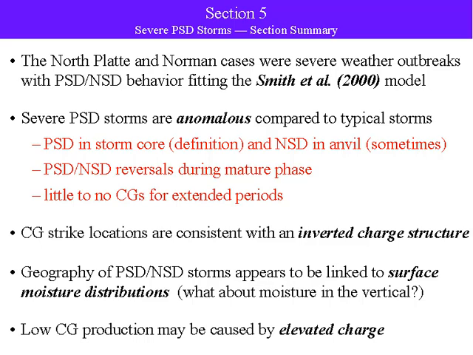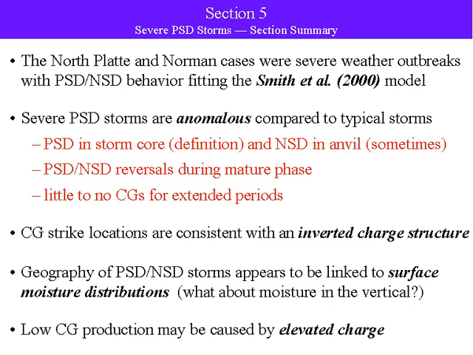The CG strike locations are consistent with the inverted charge structure that I just showed. And one thing we want to drive home is that the geography of PSD-NSD storms appears to be linked to the surface moisture distribution, though what that has to do with moisture in the vertical is still up for grabs.